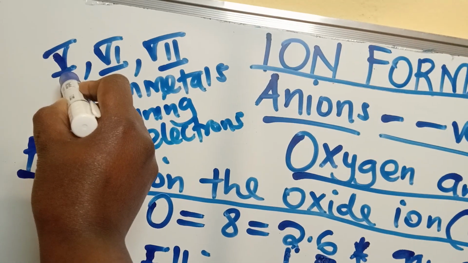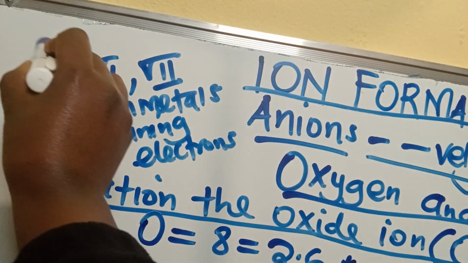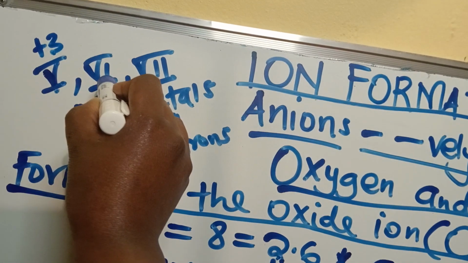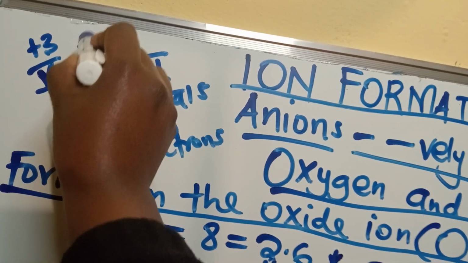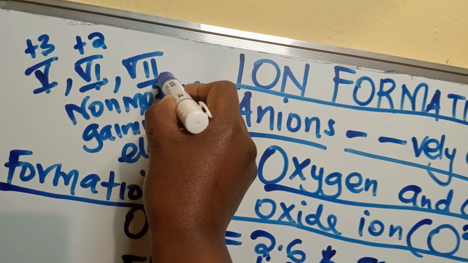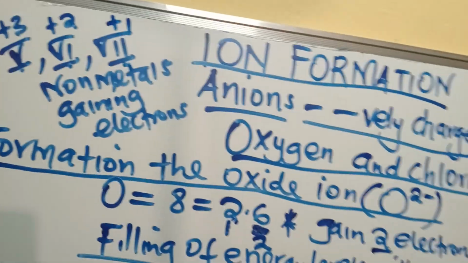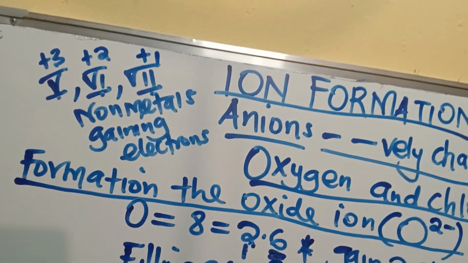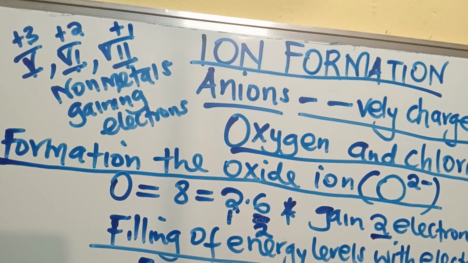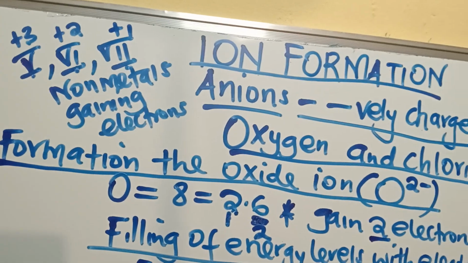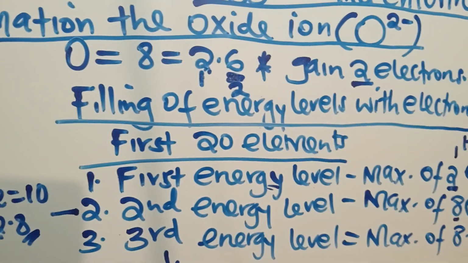So for group 5, because they have 5 electrons in the outermost energy level, they only require to gain 3. For group 6, because they have 6 electrons in the outermost energy level, they only require to gain 2. For group 7, they have 7 electrons in the outermost energy level, they require to gain only 1. So it depends on how many electrons an atom has, which is a nonmetal, so that we can know how many it should gain, because depending on which atom you're dealing with, there is the rule that it should fulfill.